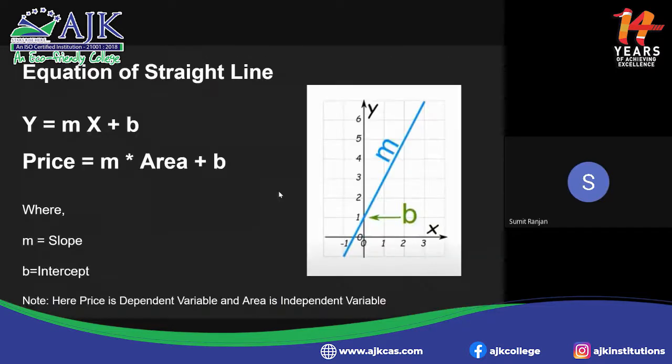So yeah, and we try to find the price. Any doubt here, guys? Here we are trying to predict the price. Price is always a dependent variable and area is always an independent variable. Area is not dependent on anything, but price is dependent on m, a, and b, everything.